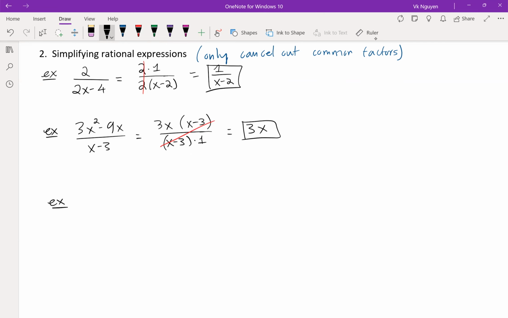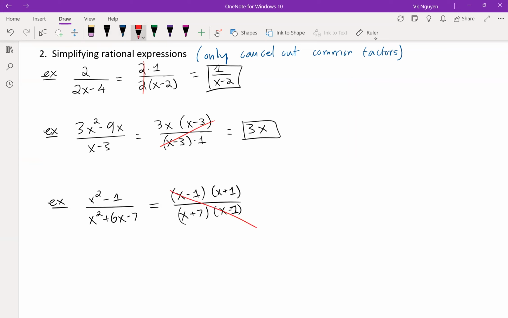Here comes another one. x squared minus 1 over x squared plus 6x minus 7. Factor the top and the bottom. (x minus 1)(x plus 1) over (x plus 7)(x minus 1). Oh, we have a common factor, x minus 1. So get rid of it. We have x plus 1 over x plus 7. Ta-da! Done.